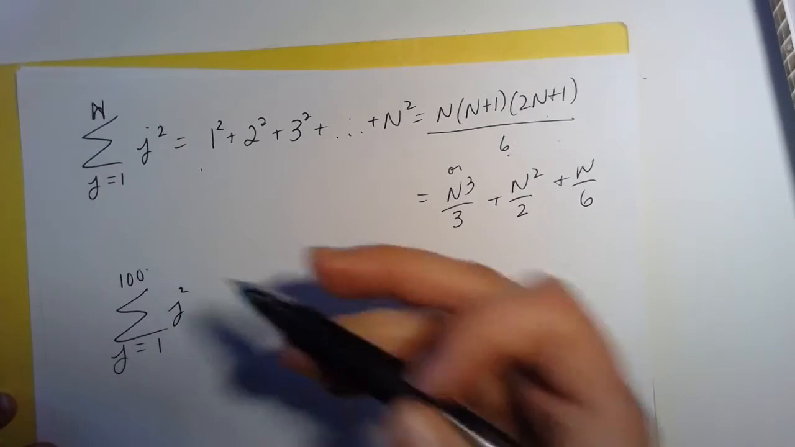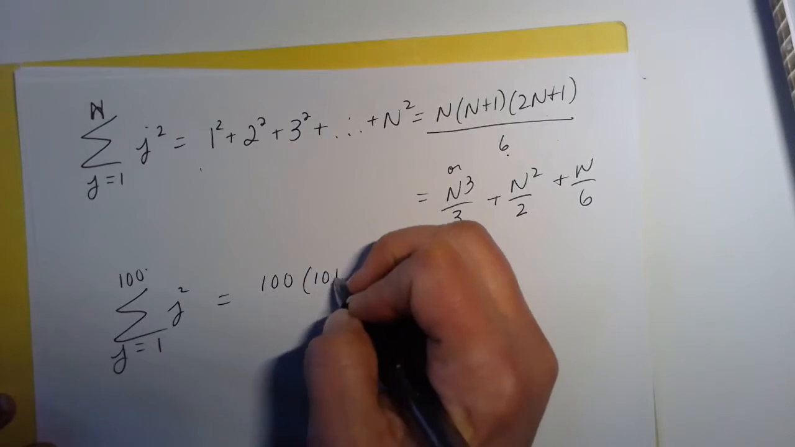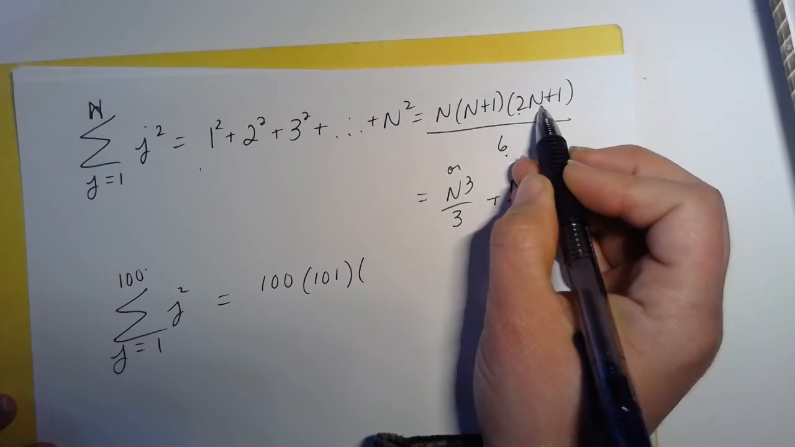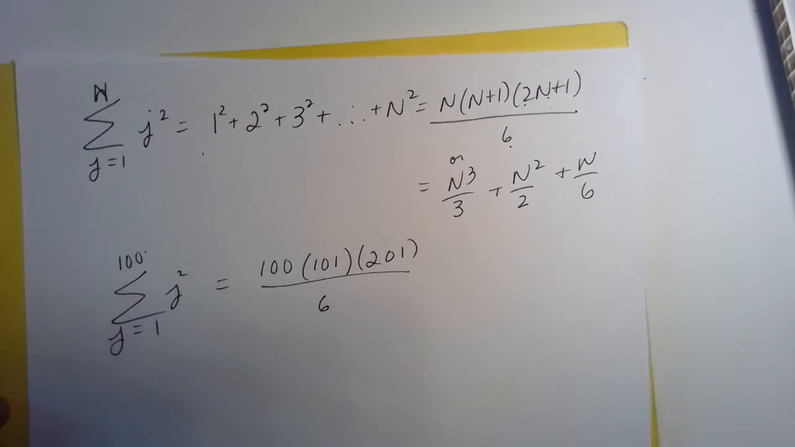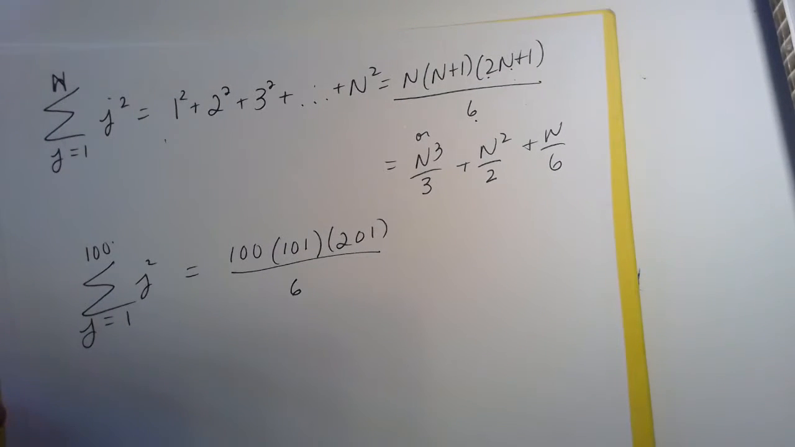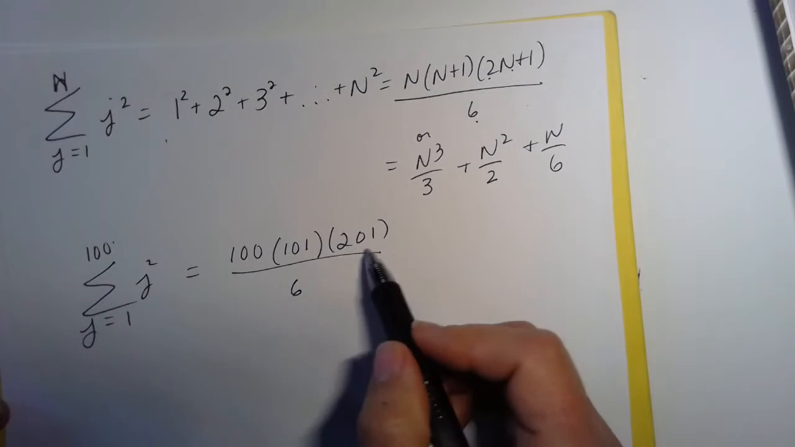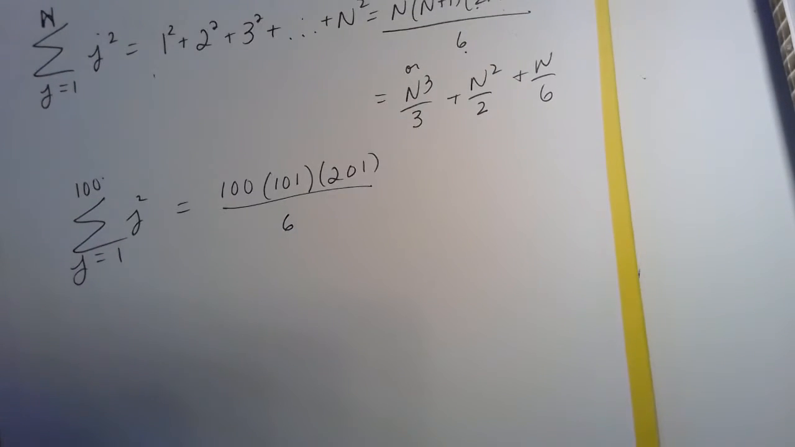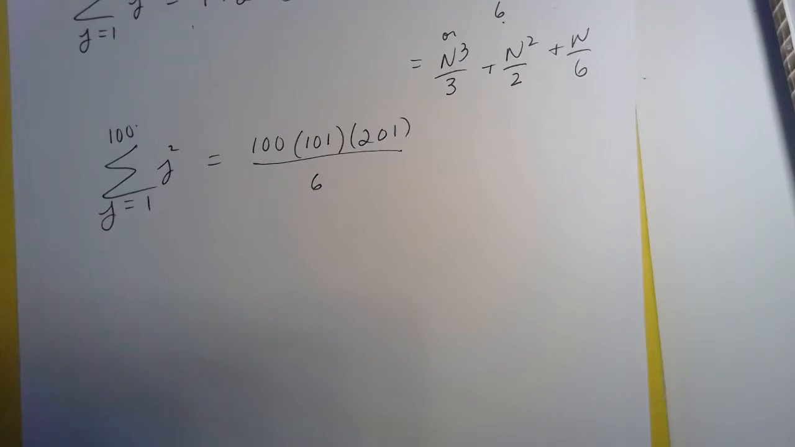So my n is 100, so my sum would be 100 times 101 times 2 times 100 plus 1, which is 201, over 6. All right, now I'm not going to sum that all up, but I know you can do the multiplication. We just multiply those all together on top and divide by 6. Easy peasy.